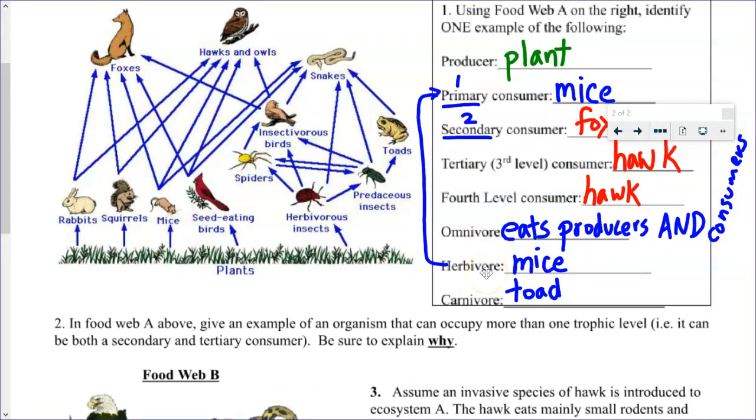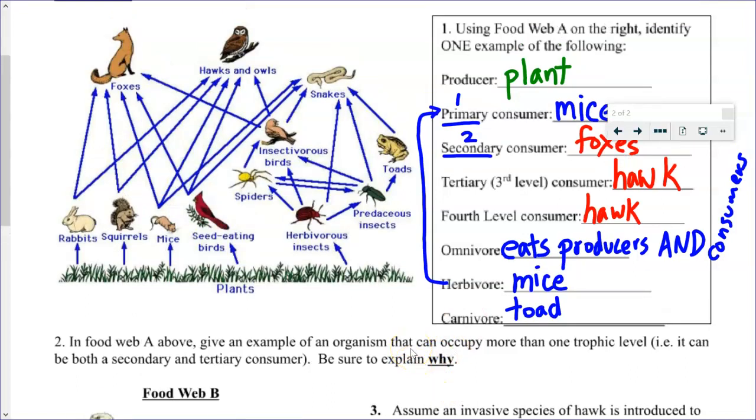Number 2, it says in food web A above, give an example of an organism that can occupy more than one trophic level. That means it can eat on 2 different trophic levels. So you could have a secondary and tertiary consumer, a tertiary and a quaternary consumer. And then we'll explain why by drawing our food chains. So I showed you one example, but let's try a different one. Let's go to the snakes instead.